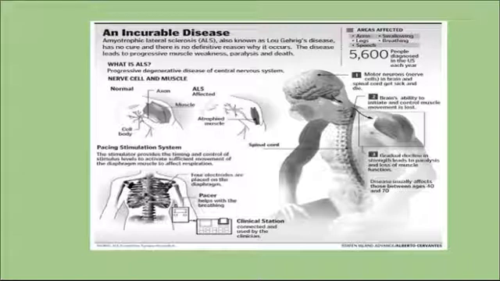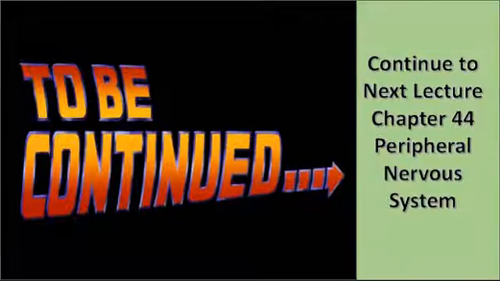Okay, and I guess that's about it for here. So that is the end of chapter 43, and we'll continue the nervous system in chapter 44, talking about the peripheral nervous system.